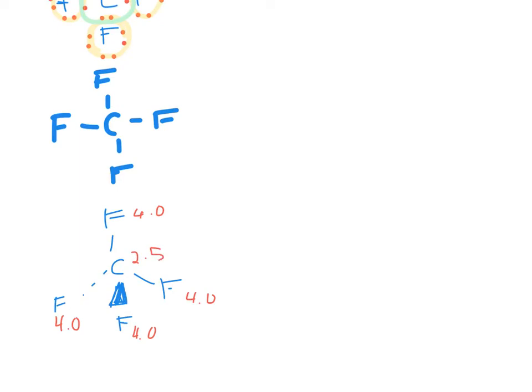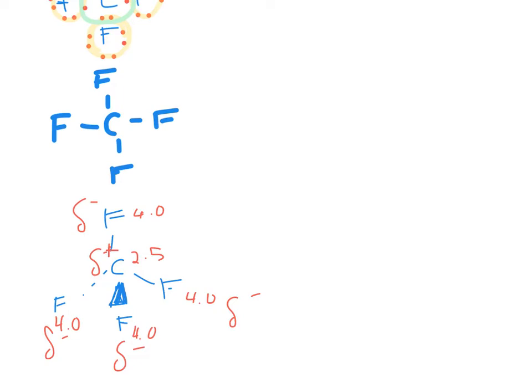So if I look at the difference in electronegativity between 4 and 2.5, I get a difference of 1.5, which tells me I've got a polar covalent bond. So the fluorine, with its higher electronegativity, winds up with a partial negative charge, each of the fluorine atoms. And carbon, on the other hand, gets a partial positive charge.